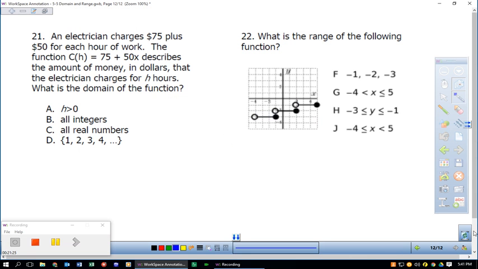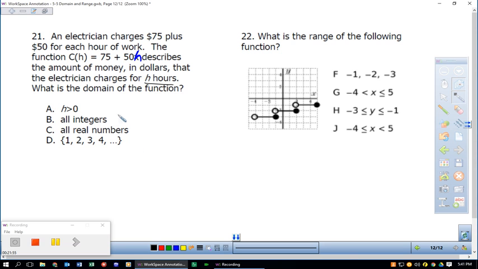Number 21, an electrician charges $75 plus $50 for each hour of work. The function C of H equals 75 plus 50H, change that on your paper, it should be an H, describes the amount of money in dollars that the electrician charges for H hours. What is the domain? So the domain is pretty obviously the H. The H is what we're treating as our X. So the question is, how many hours can you have?